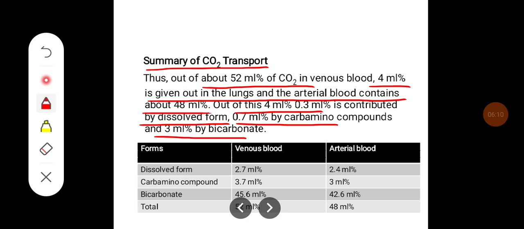So the carbon dioxide is carried in three forms: dissolved, carbamino, and bicarbonate, in the venous as well as arterial blood. Okay, so the venous blood carries almost 52 ml percent, and arterial blood carries 48 ml percent. That it is going to deliver 4 ml percent of carbon dioxide to the lungs. And so these are different percentages of the carbon dioxide which are carried in different forms.